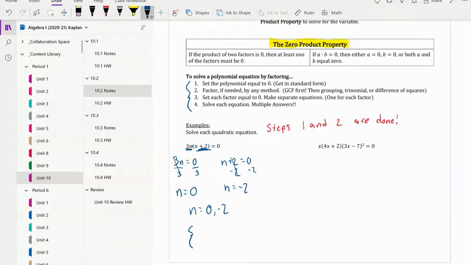And you want to just list your solutions from least to greatest. So negative 2 would be the smaller number here, followed by 0. And this is your answer. These are your 2 solutions.